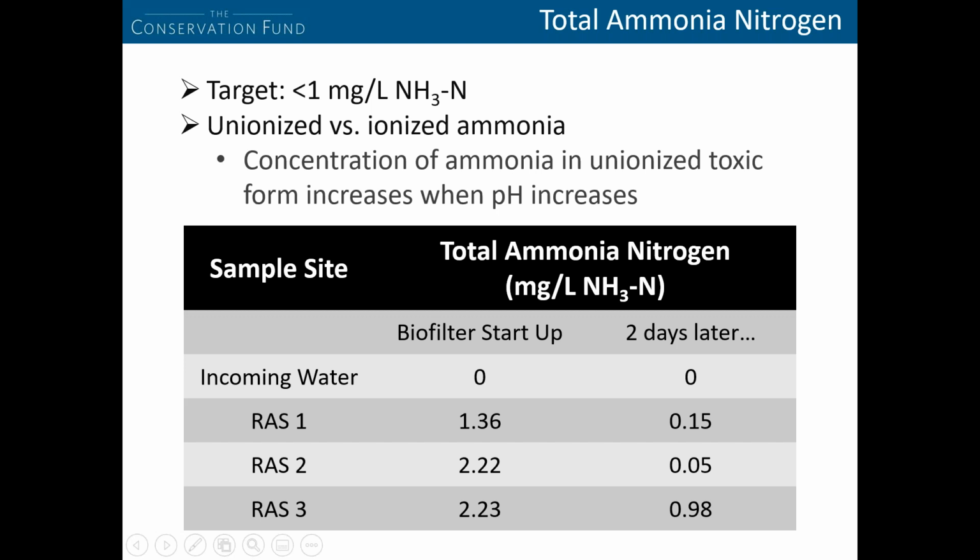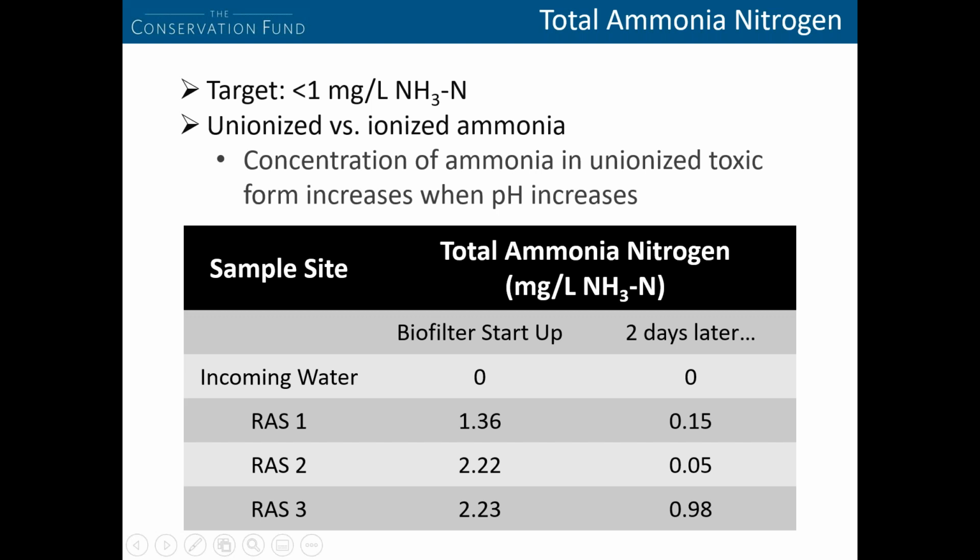The concentration of toxic unionized form of ammonia increases as the pH increases. So it's important to monitor your pH. You don't want to add too much sodium bicarb when trying to increase alkalinity, because you'll also end up increasing your pH and subsequently increasing the proportion of toxic unionized ammonia. So at a lower pH, most of the ammonia is in the non-toxic ionized form.